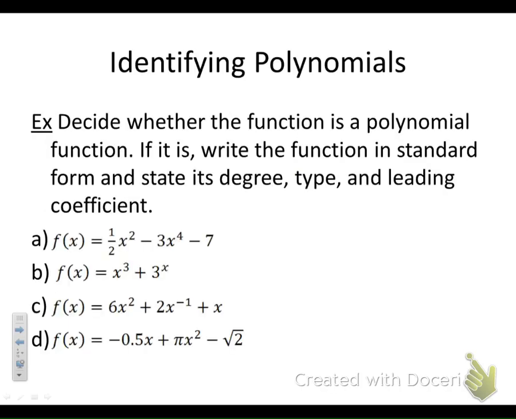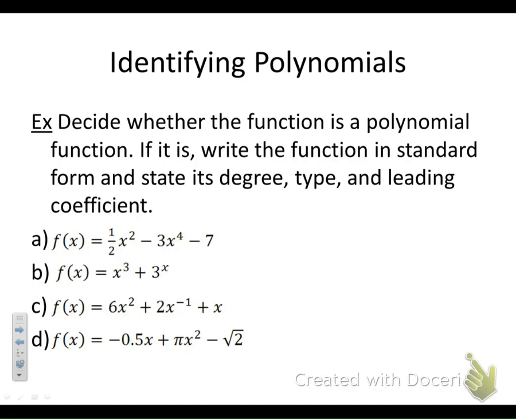Let's identify polynomials. I want to do this sort of quickly, so going through these directions, we're going to decide if the function, first off, is even a polynomial function. We're going to practice just writing in standard form, identifying the degree, the type, and the leading coefficient. We're going to do this quickly. What I want you to do is write down example A, and we're going to put its pieces off to the side.